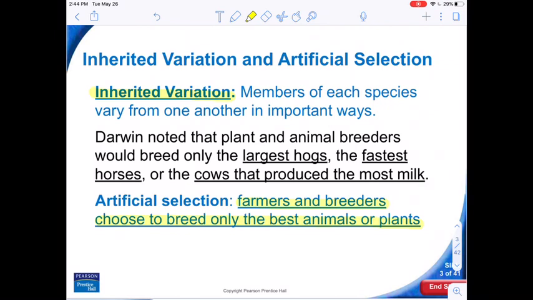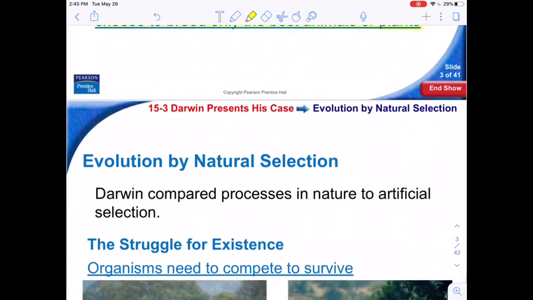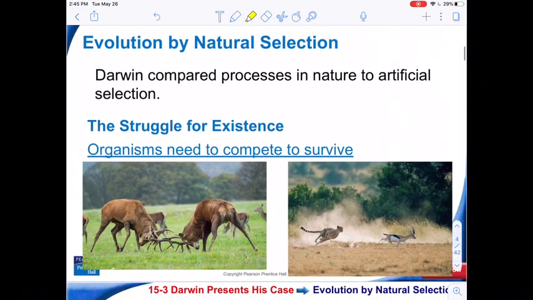Darwin also noticed that there was change in animals and plants besides the ones that farmers and breeders were using, that all different types of plants and animals seemed to change over time. So rather than there be a breeder involved, Darwin proposed that natural selection was occurring. It's similar to artificial selection, except that nature is selecting for the traits that would succeed.